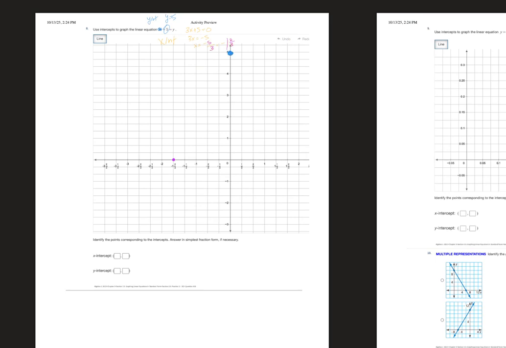So, wow. Okay, the scale, again, kind of funky. But there we go, roughly like that, yeah? So the x-intercept was negative 1 1/3, comma 0. And the y-intercept was 0, comma 5.